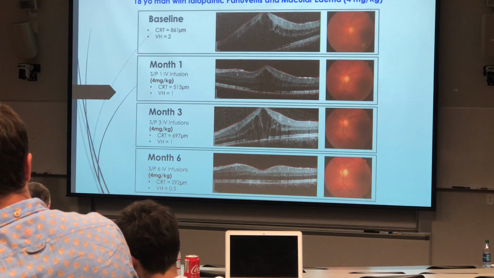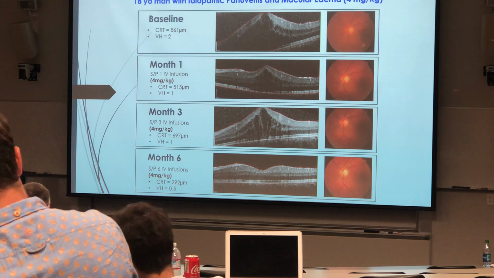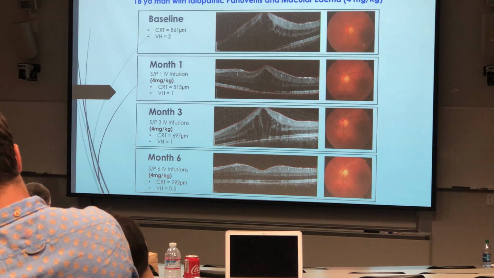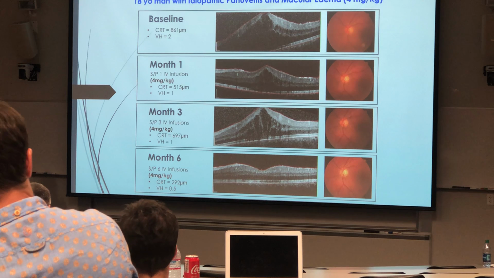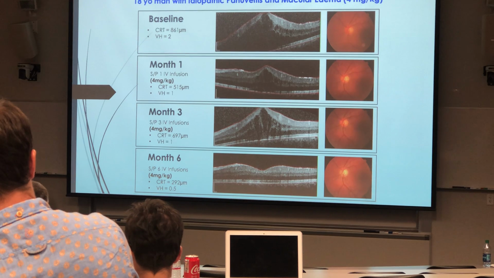This is an example of an 18-year-old man with idiopathic panuveitis and macular edema, treated with tocilizumab 4 milligram for 6 months. And as you can see, not only has the macular edema decreased over a period of time, the vision has also improved. So this is an example of how we can serially image patients with OCT. On the right side, you can also see the vitreous haze has improved slightly in this patient.